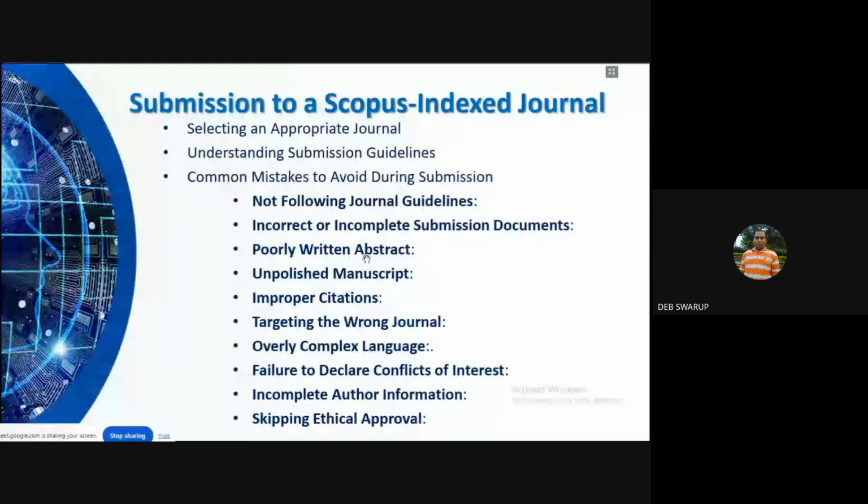Yes. The next one is targeting the wrong journal. Now this is one of the more common mistakes. We'll come to that, I'll go into the journal types and where the AI is being used. The next one is overly complex language.